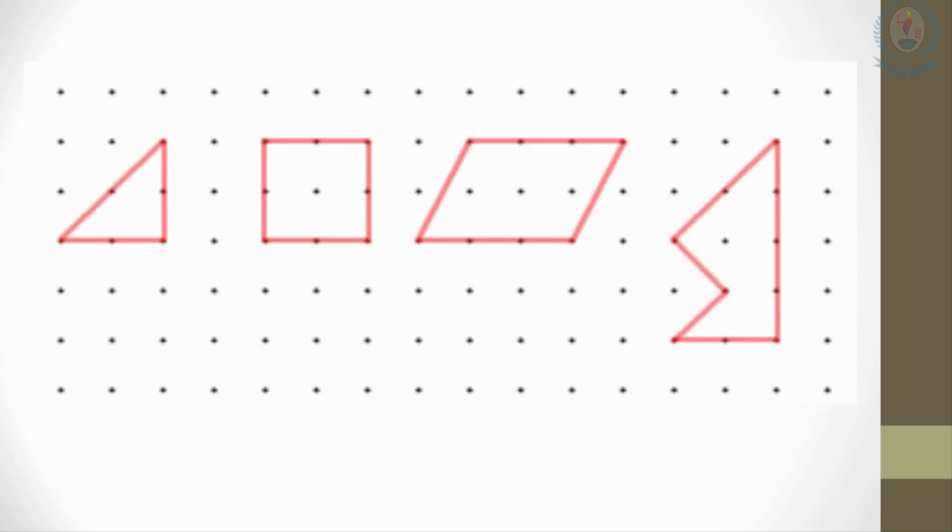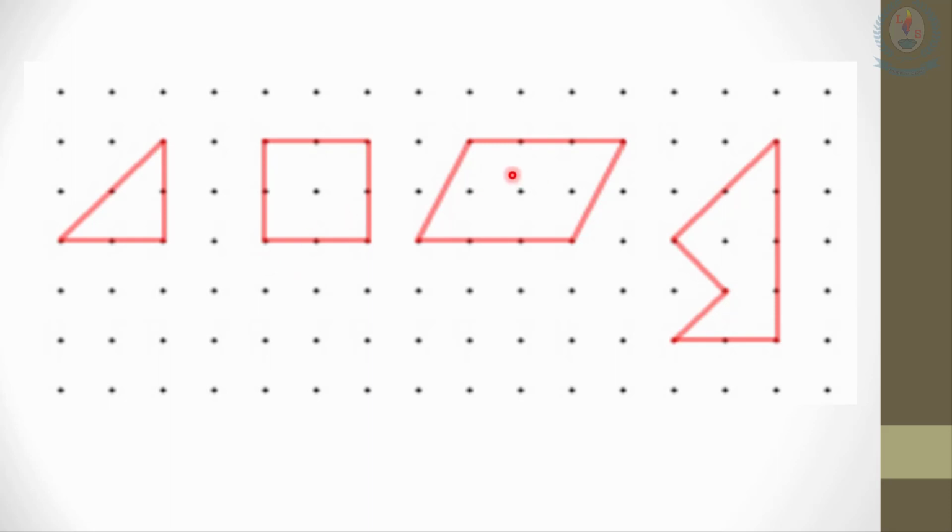Now let's learn how to draw some more polygons on a dot grid. The first one is a triangle, keeping the 3 vertices on the dot grid, and then we can join. Next one, the regular quadrilateral or the square. Keep the 4 vertices at similar distances and then join. If it is a regular polygon, we have to keep the vertices at similar distances. So we have to be very careful when we draw regular polygons.